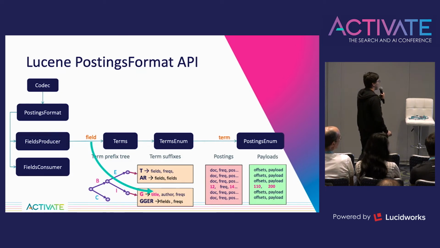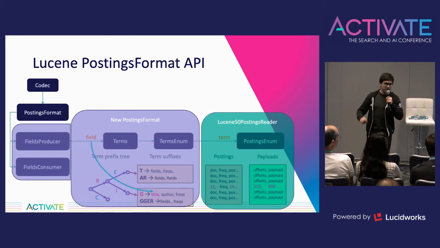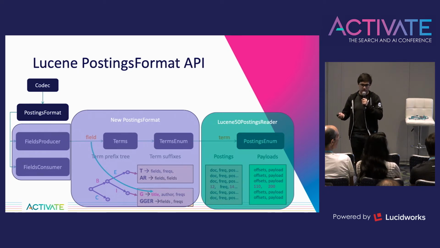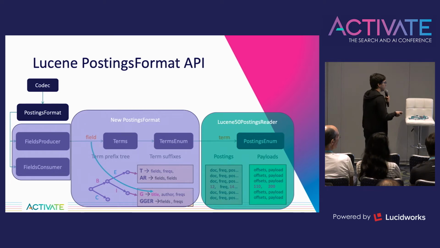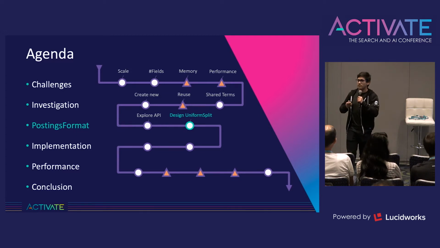So if we come back to our target posting format, we want to store the fields data after the terms. So hopefully, we can design this new posting format just up to terms enum, because we can reuse the postings enum already given in Lucene, thanks to the Lucene 15 posting reader and writer. So we can reuse a big building block. So OK, now we know which API we have to implement.